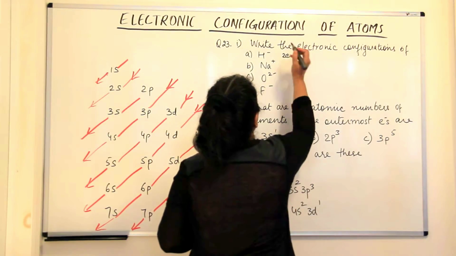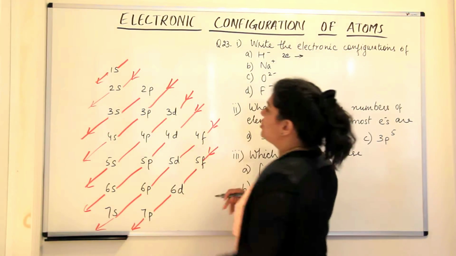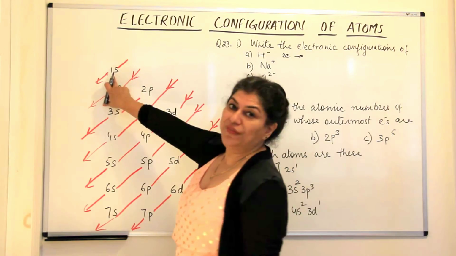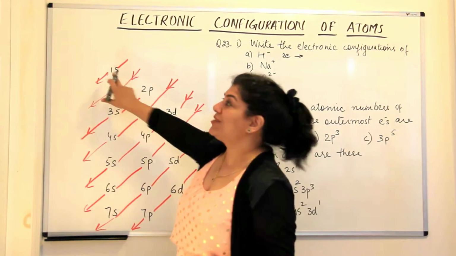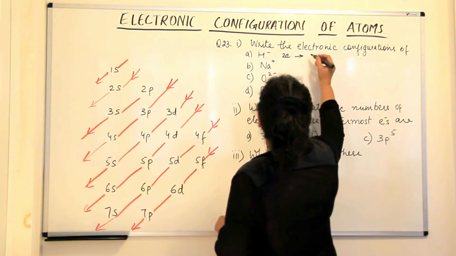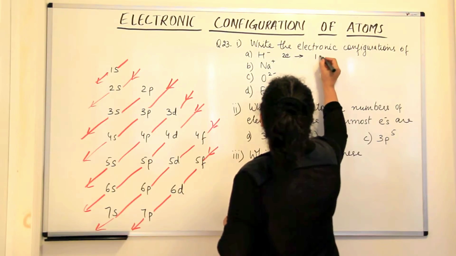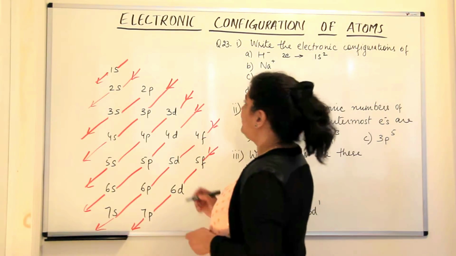For a 2 electron system, what would the configuration be? The first 2 electrons go to the 1s orbital. Therefore, the configuration of H negative would be 1s2.